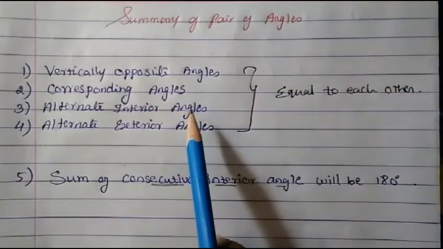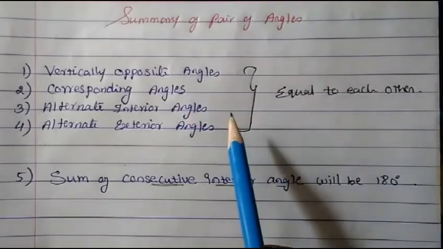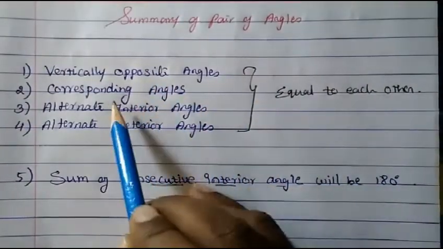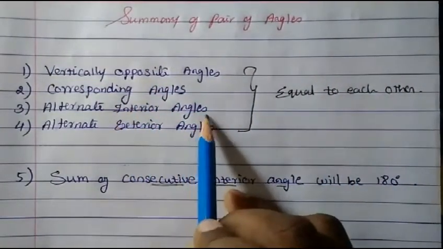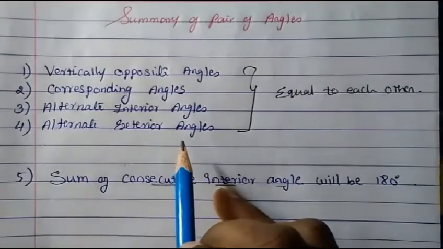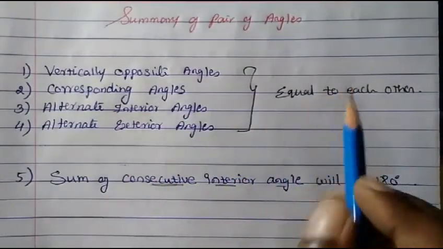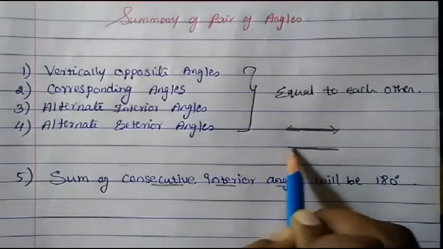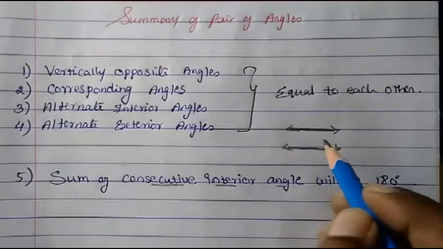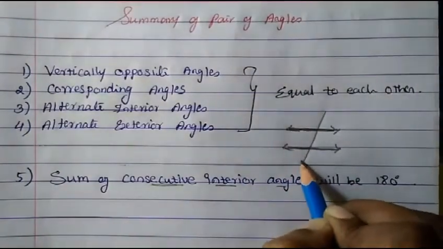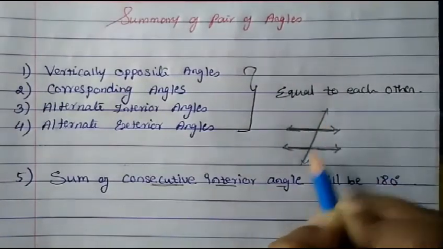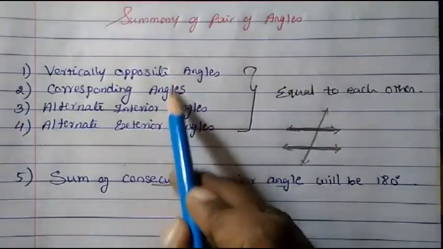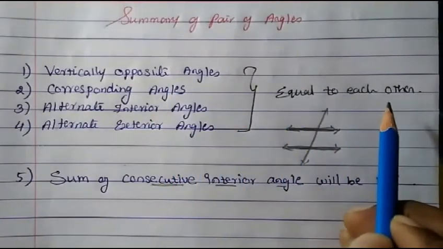Now based on this, there are many theorems which you don't need to prove, but you have to understand. All this becomes true, that vertically opposite angles are equal, corresponding angles are equal, alternate interior angles are equal, and alternate exterior angles are equal, when the lines are parallel, when these two lines are parallel. When these parallel lines are cut through by the transversal, then only all these are equal to each other.